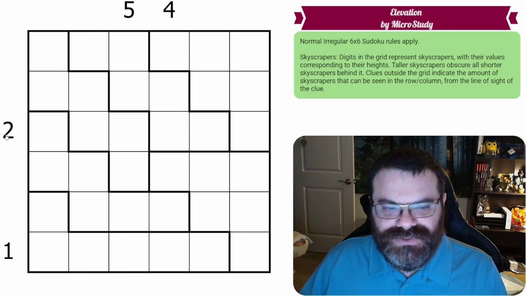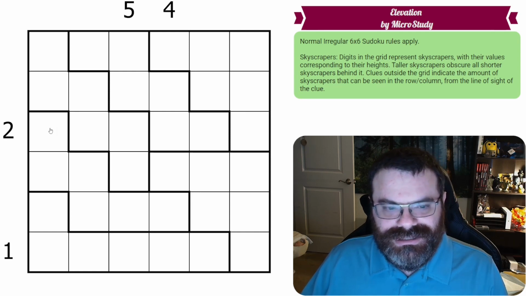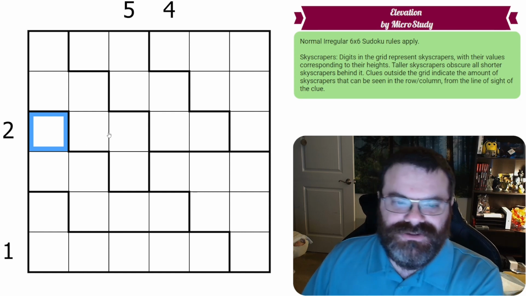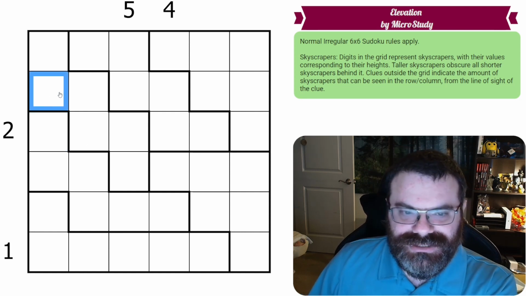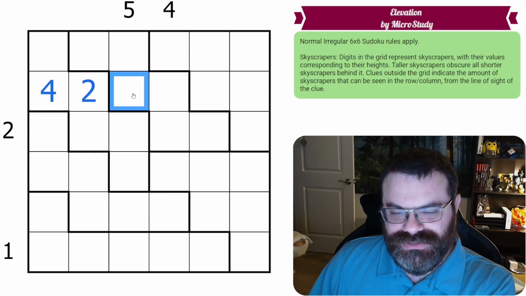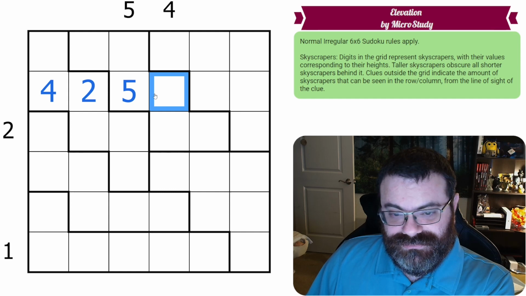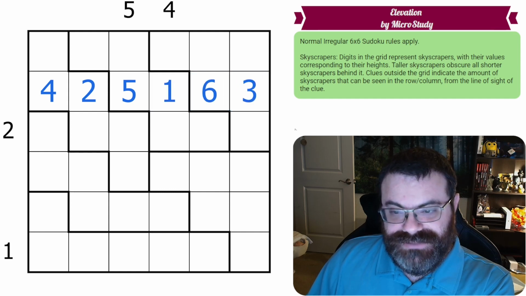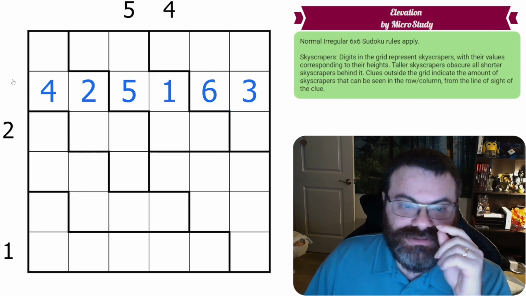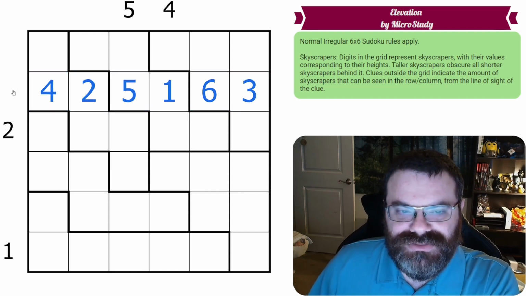We also have skyscraper clues outside the grid. So these are a little bit difficult to explain, but not that hard conceptually. So the idea is let's fill a whole row. Let's just fill an empty row with no clue in it. How about 4, 2, 5, 1, 6, 3. So let's say there was a clue here. I can tell you right now the skyscraper clue for this row would be a 3.